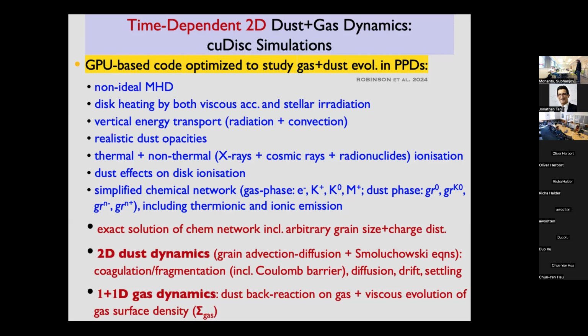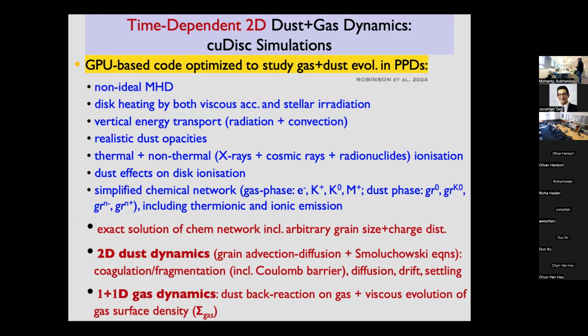In particular, this is also very important, the back reaction of the dust on the gas. So I said earlier that the grains drift inwards because they face a headwind from the gas, which robs them of angular momentum. But that angular momentum and momentum overall has to end up in the gas, which then also changes its own movements. And that becomes really important when the dust to gas ratio is very high.